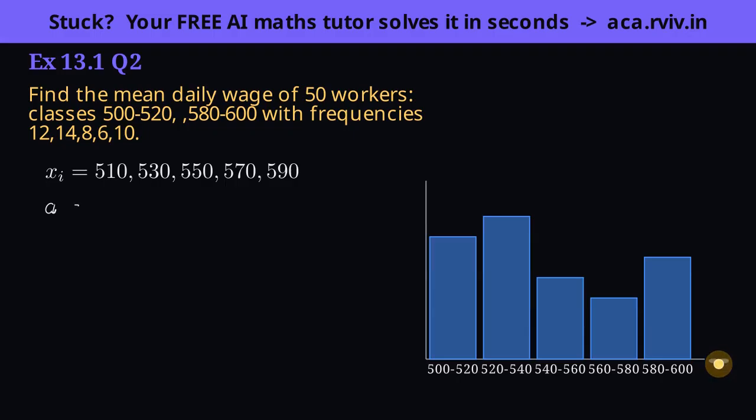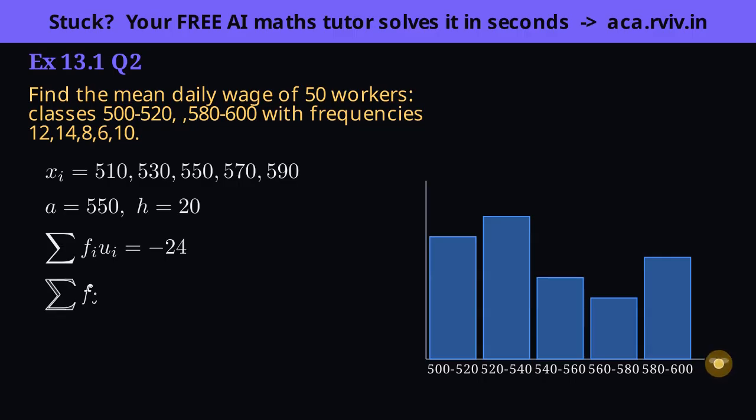Choose an assumed mean near the middle, a equals 550, and note the common width, h equals 20. Planting the 0 at 550 is what shrinks every number. Form each u i as the class mark minus 550 over 20, small integers like minus 2, minus 1, 0, plus 1, plus 2. Multiply each by its frequency and add. The total of f i u i is minus 24.